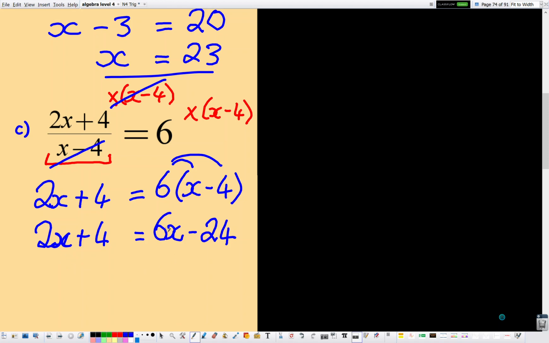So I want to keep my x's positive, so rather than getting the minus 6x to get the x's over here, which is going to leave me with minus 4, I don't want a minus 4, I want to keep things positive, so I'm going to actually take away 2x first. So take away 2x, take away 2x. So that is going to keep my x terms positive on the right. So I've got 4 equals 4x minus 24, and then you are going to have to add 24 to both sides.